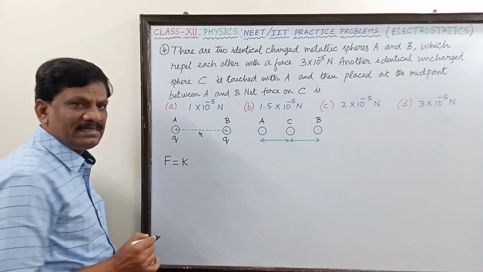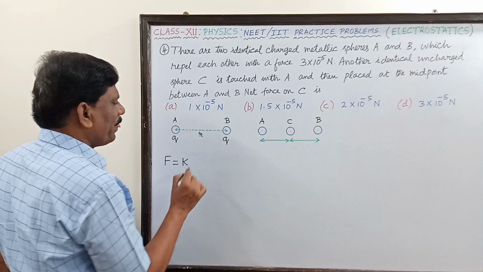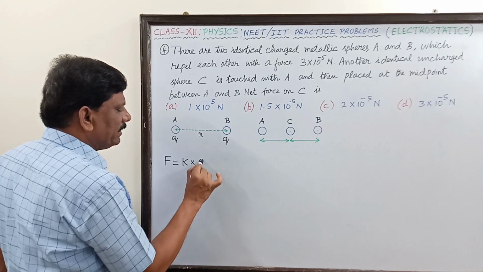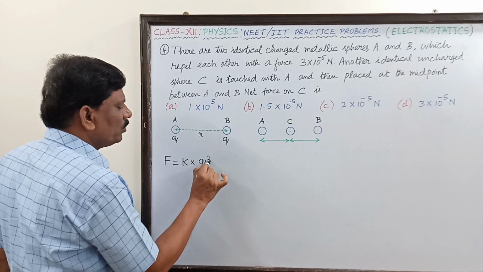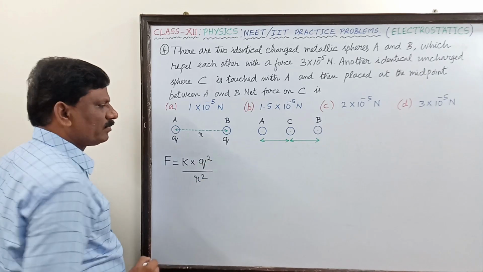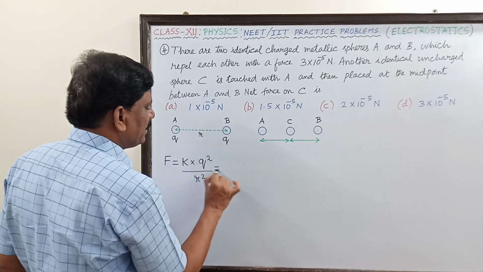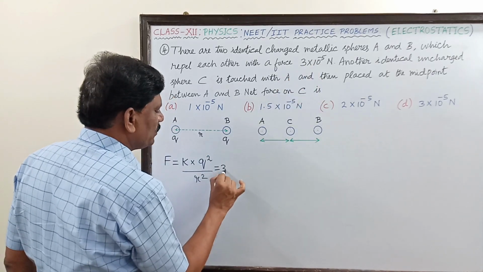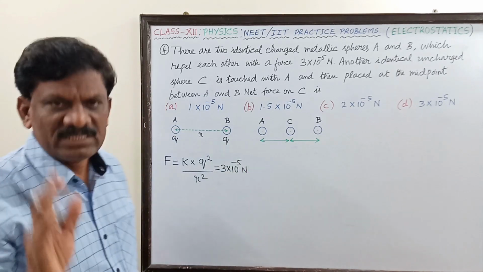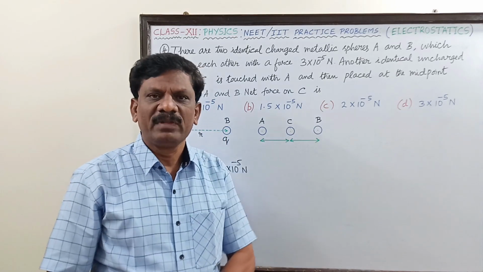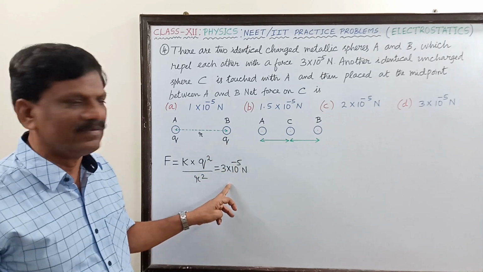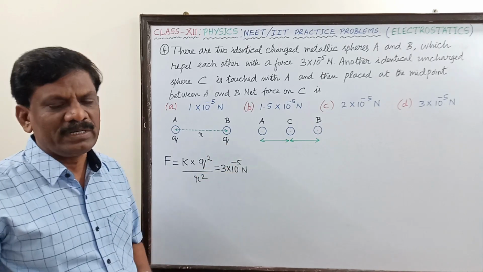The constant K is equal to 9 into 10 power 9. K into the product of the charges, Q into Q, that is Q square, divided by the distance square, R square. Its value is given as 3 into 10 power minus 5 Newton. First, are you understanding the given information? The force of repulsion between two identical charged spheres is 3 into 10 power minus 5 Newton.